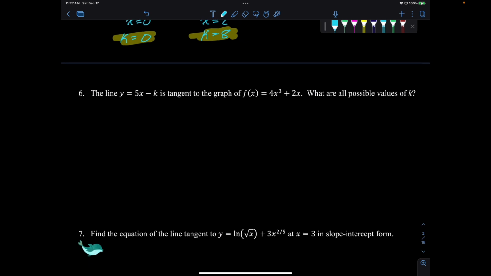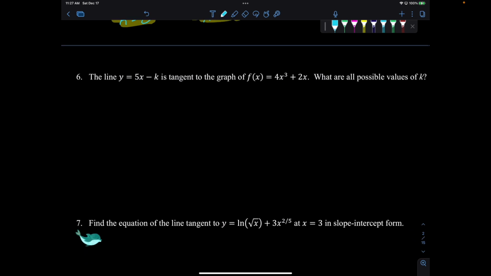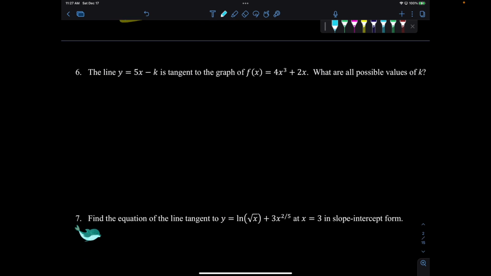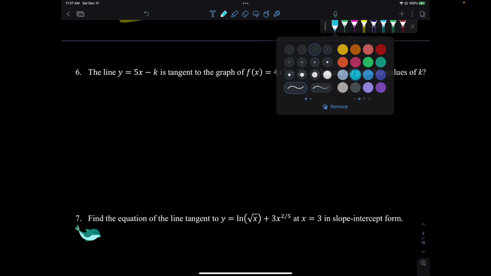Apparently, there's a lot of this. The line y equals 5x minus k is tangent to the graph of f of x equals 4x cubed plus 2x. What are the possible values? I think this is the same basic idea, so I'm going to do it again.